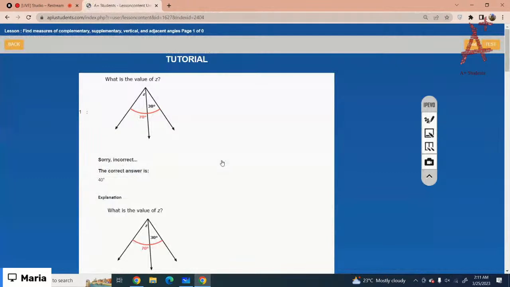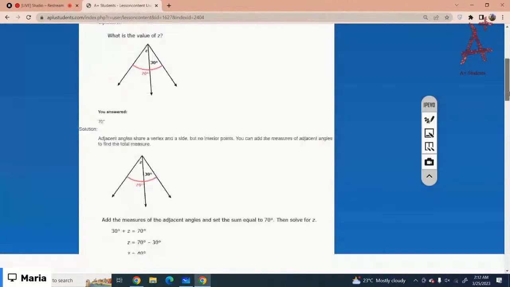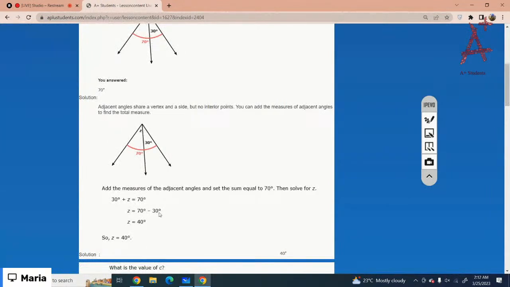Okay, what is the measure of angle Z? You are given the measure of the complete angle. Got it? The complete angle is 70 degrees and this portion is 30 degrees. Now you have to calculate this. So you have to subtract 30 degrees from the complete angle. So 70 minus 30.